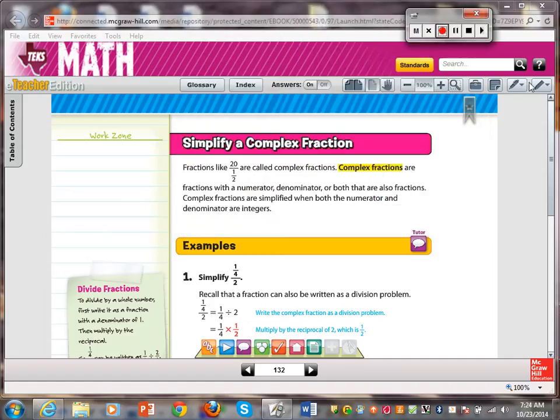Good morning, students. Today we're going to learn about complex fractions and unit rates. This is Chapter 2, Lesson 2, Complex Fractions. Let's go ahead and get started.